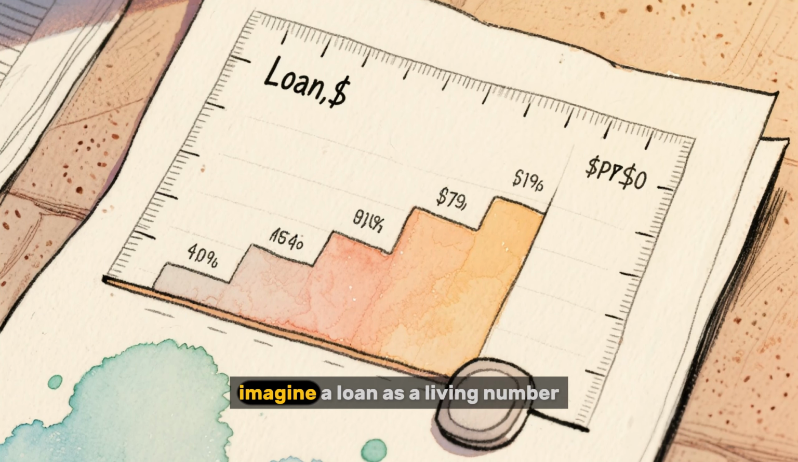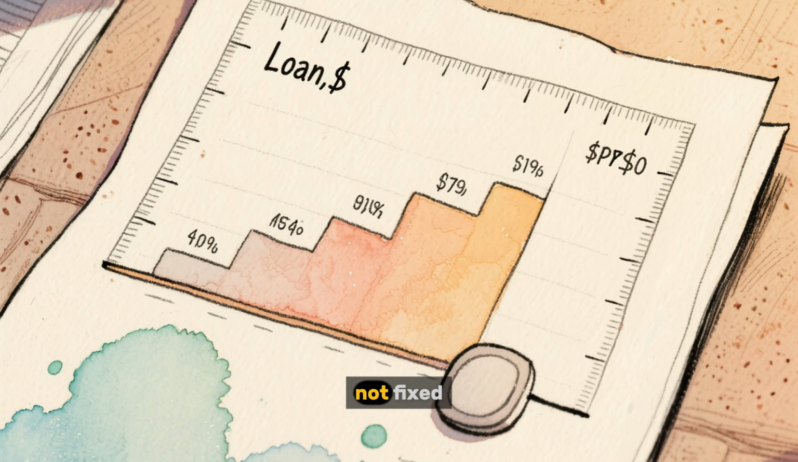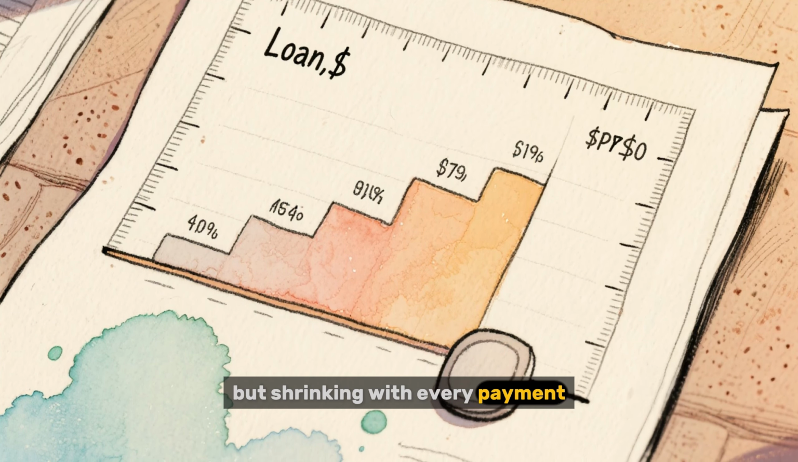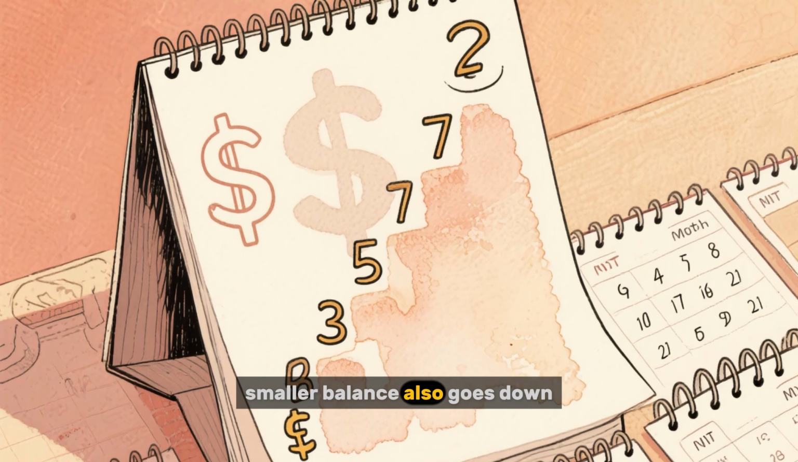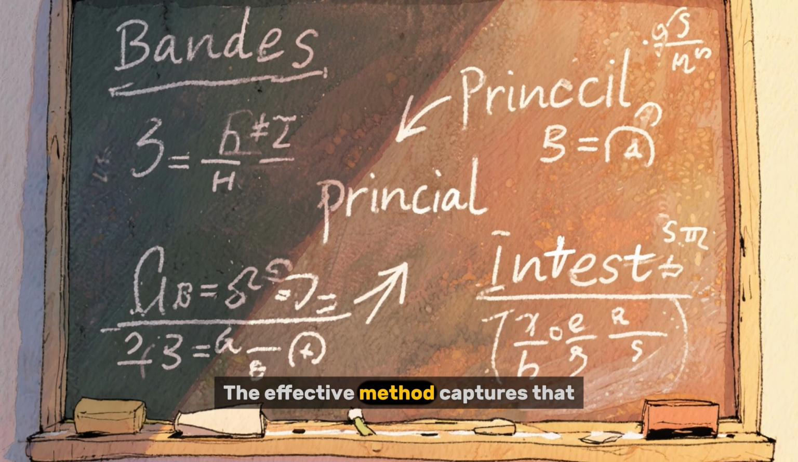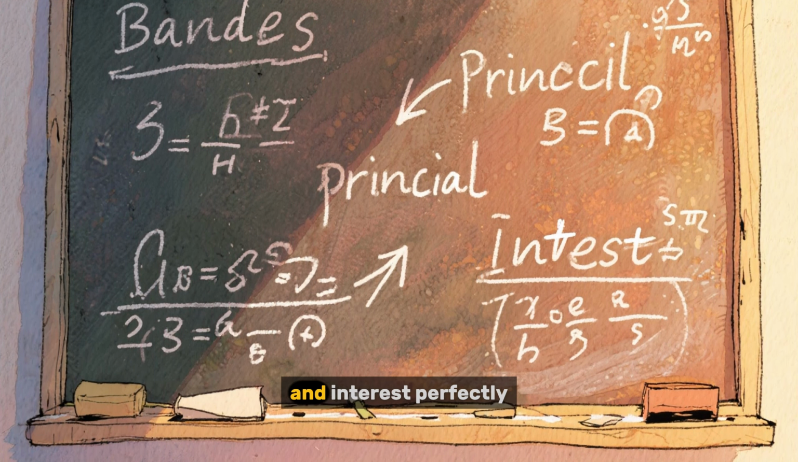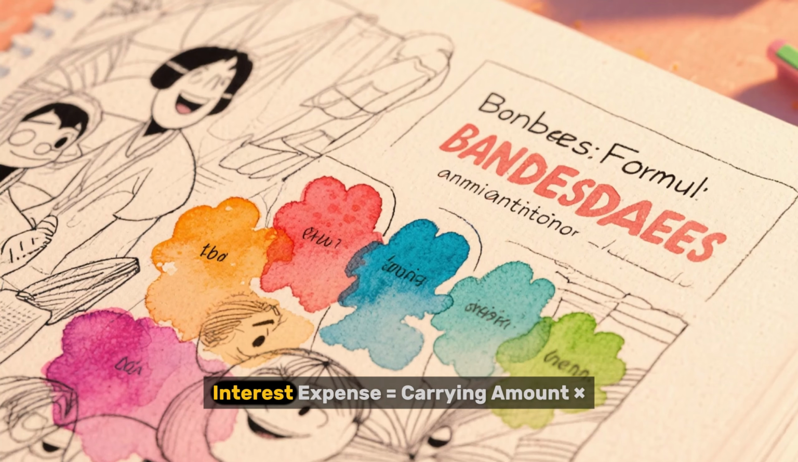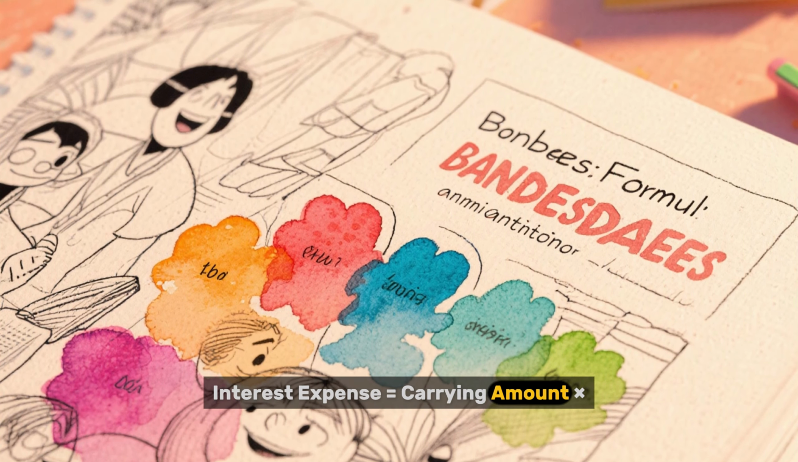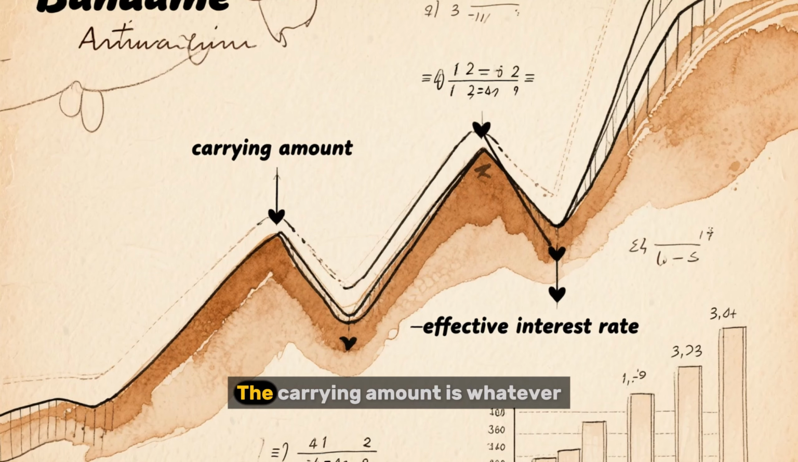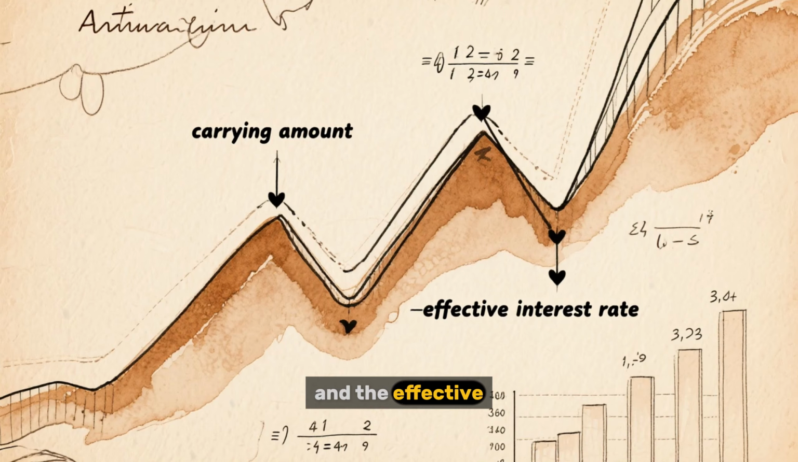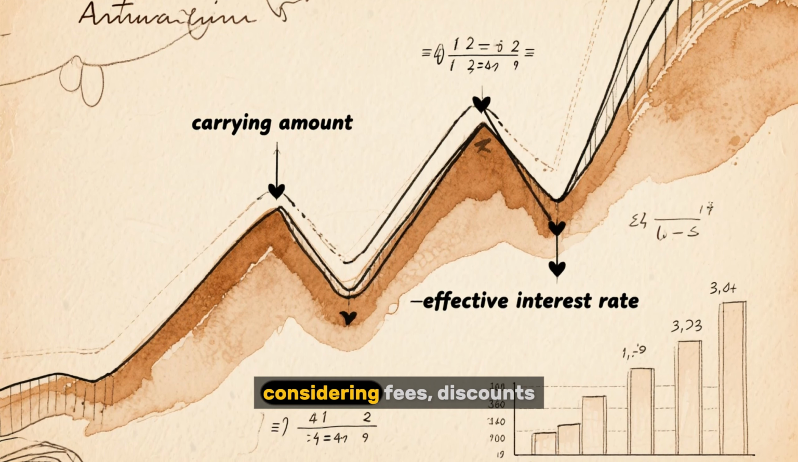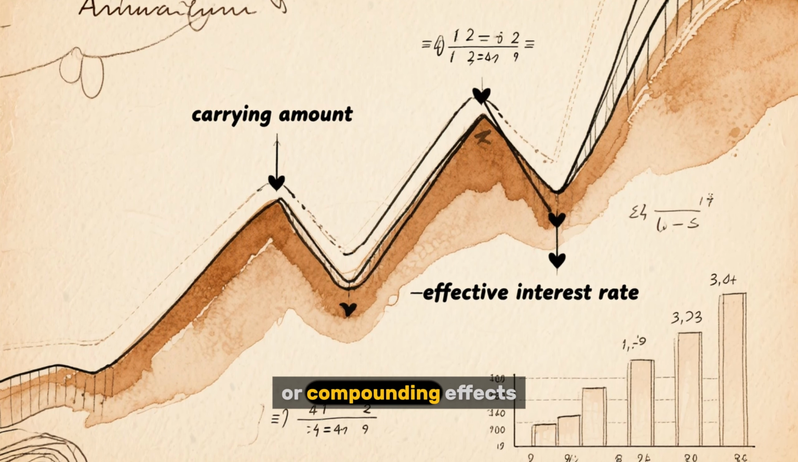To understand why, imagine a loan as a living number, not fixed, but shrinking with every payment. Each month you owe slightly less, so the interest charged on that smaller balance also goes down. The effective method captures that changing relationship between principal and interest perfectly. Interest expense equals carrying amount × effective interest rate. The carrying amount is whatever principal remains at the start of the period, and the effective rate is the real annual rate after considering fees, discounts, or compounding effects.